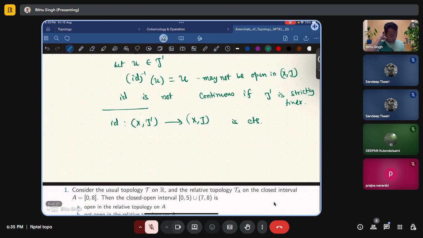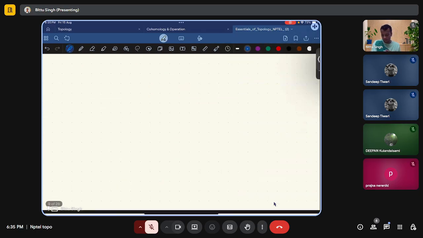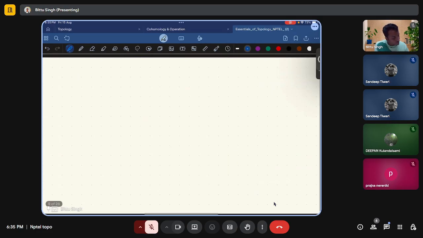And we also know that composition of continuous functions is continuous. You can check, composition of continuous maps is continuous. So those are everything about continuity. I'm stopping at that point.